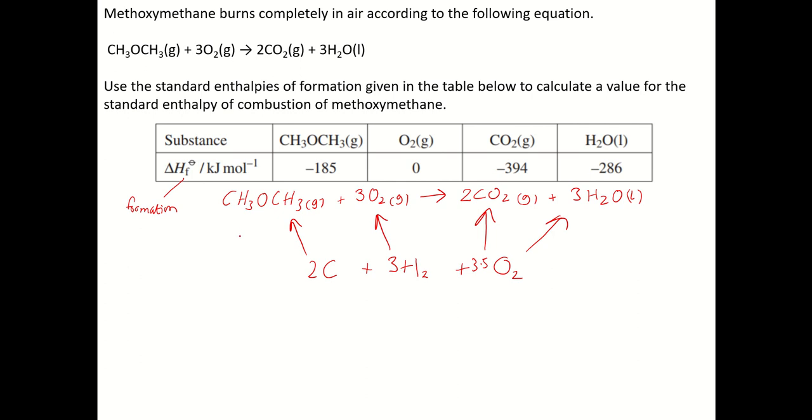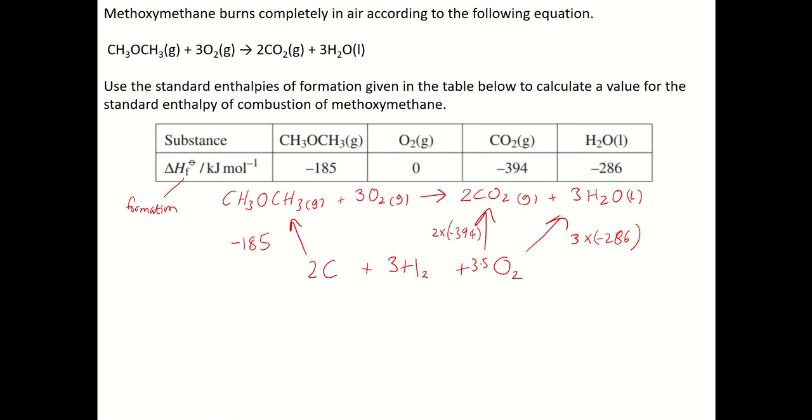Before we do that, let's put the values in. So we have a minus 185 for the methoxymethane. Oxygen, I'll come back to in a second. Carbon dioxide, we have 2 multiplied by minus 394. And for the H2O, we have 3 moles multiplied by minus 286. So the oxygen here, because it's already formed, it's already in the standard state, the value is going to be 0 because we don't require any energy. So we can easily just remove that because it's not relevant for us.